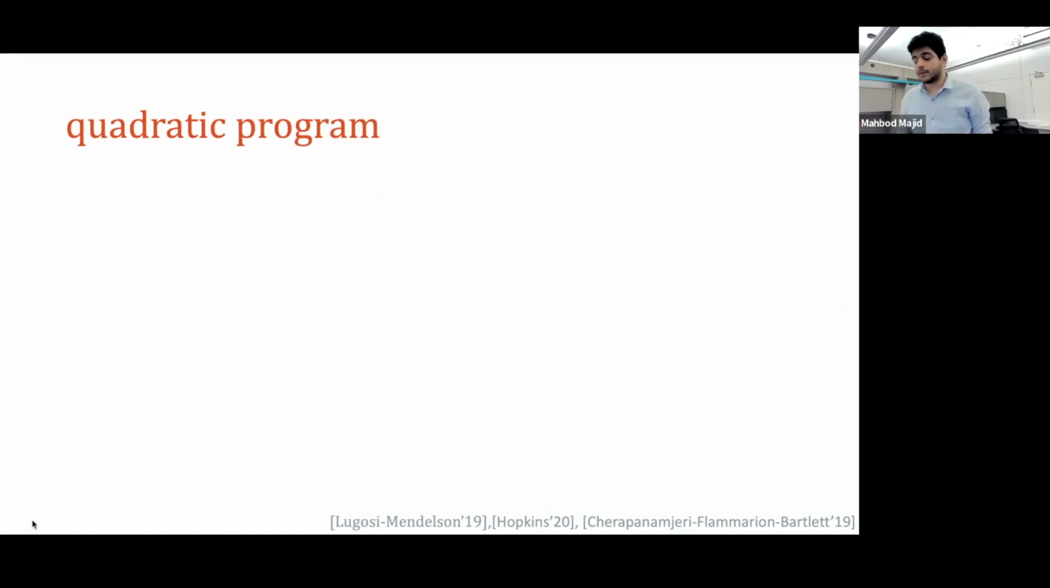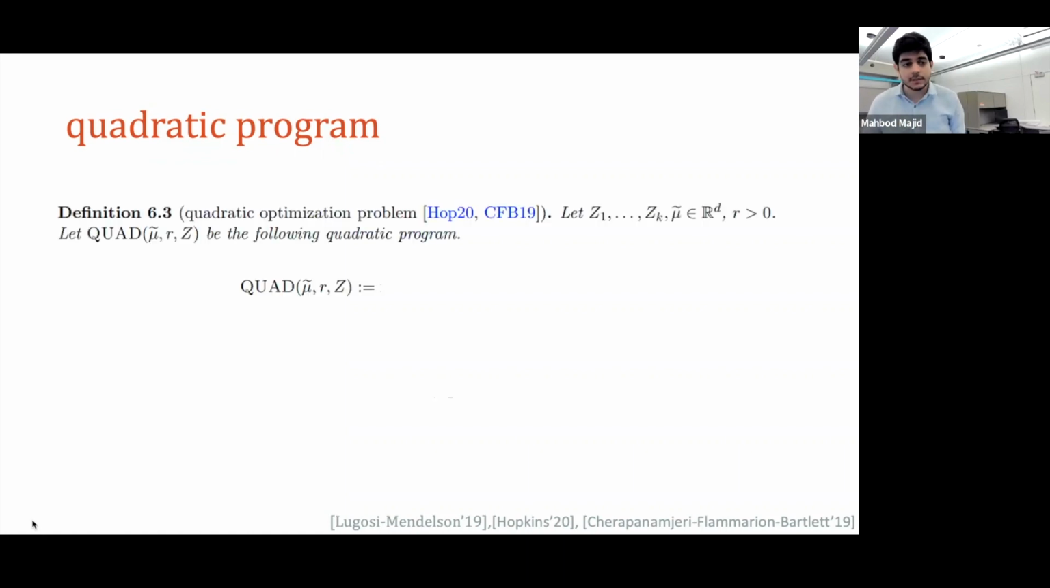Now that we know centrality, there is an equivalent definition using quadratic programs, which comes from Hopkins, Tripuraneni, Flammarion, and Bartlett. The thing is that the same definition, being a median in every direction, can be expressed as a quadratic program.